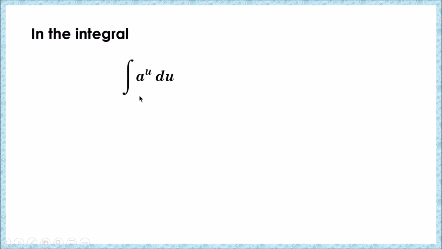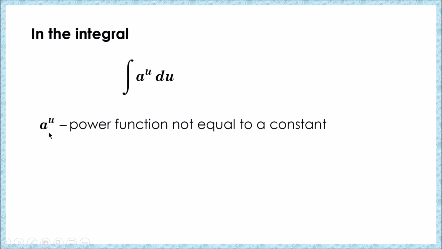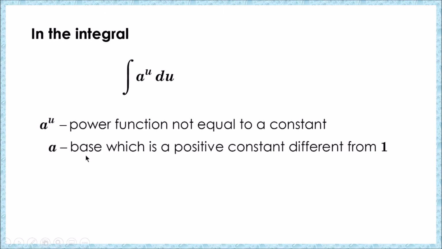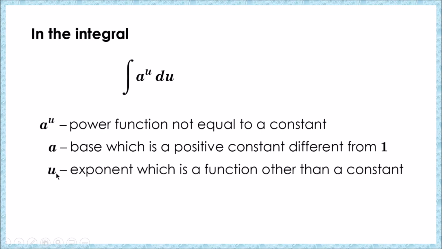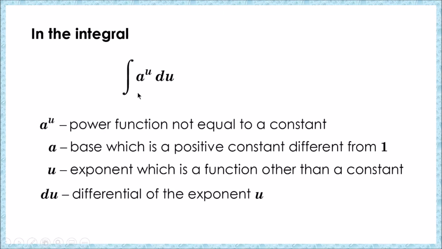In the integral of a to the u du, a to the u is a power function, not a constant. A is the base, which is a positive constant different from 1. U is the exponent, which is a function other than a constant. And du is the differential of the exponent u. If all of these requirements are satisfied, then the integral of a to the u du is equal to a to the u over ln a plus c, where a is greater than 0 but not equal to 1.